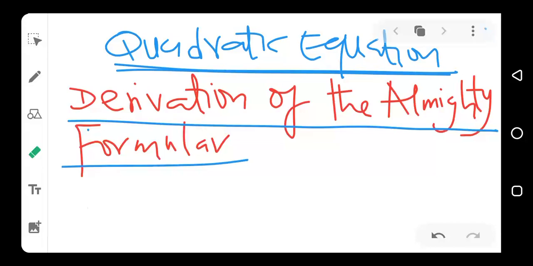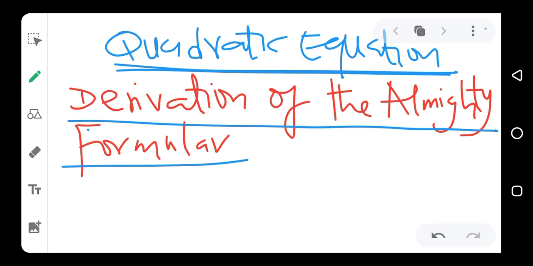Hello, I want to quickly show you how to derive the almighty formula, or quadratic equation formula, using the completing of the square method, which we discussed in the previous video. Now we are going to follow all the steps involved in solving a quadratic equation using the completing of the square method.